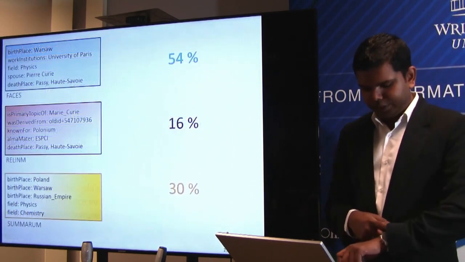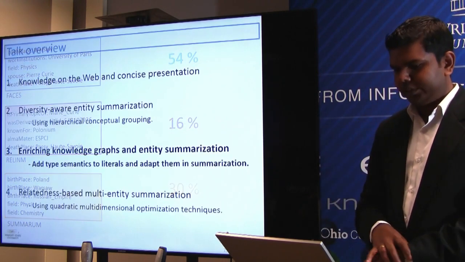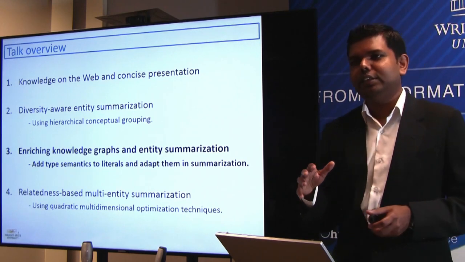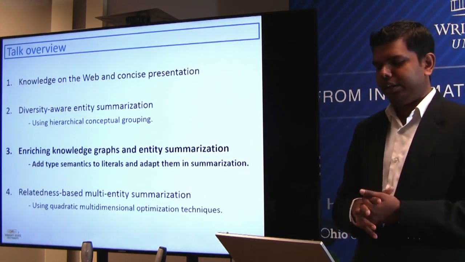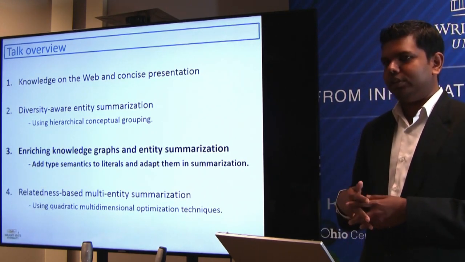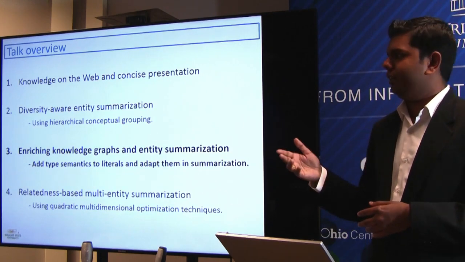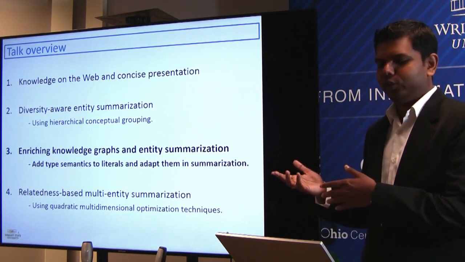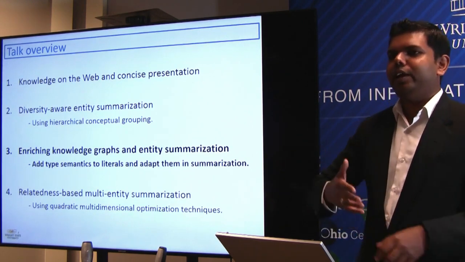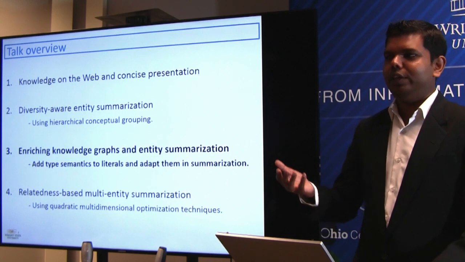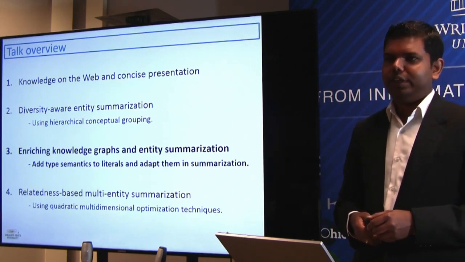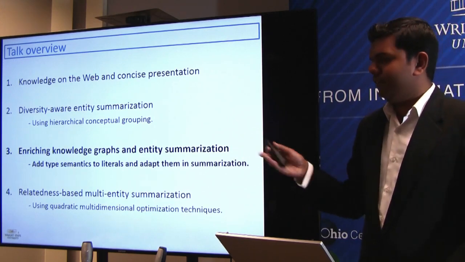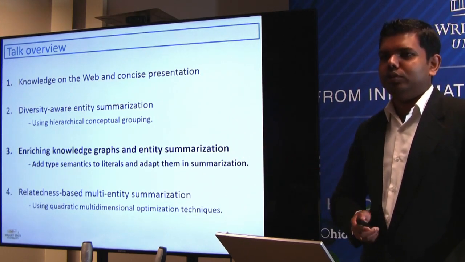So let's move to the second part. In the first part, we looked at summarization of entities with descriptions that have object properties. I'll explain what an object property is. They are typed in the knowledge graph with an ontology, and then we could expand the features and get better clustering. But the literals don't have typing, and then we couldn't use our approach.